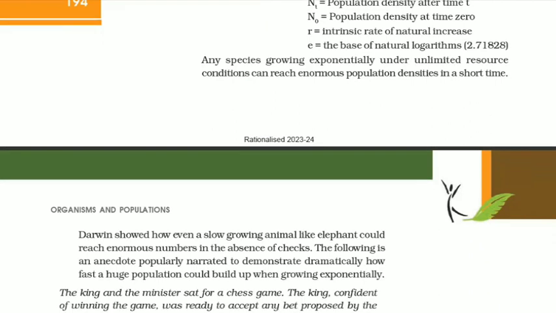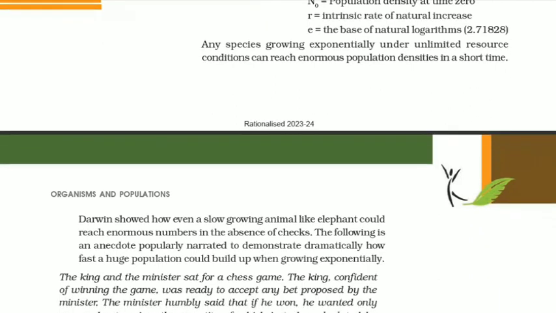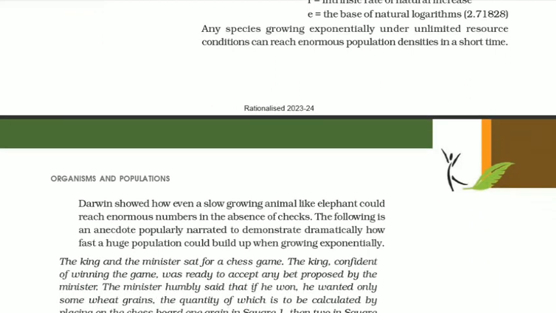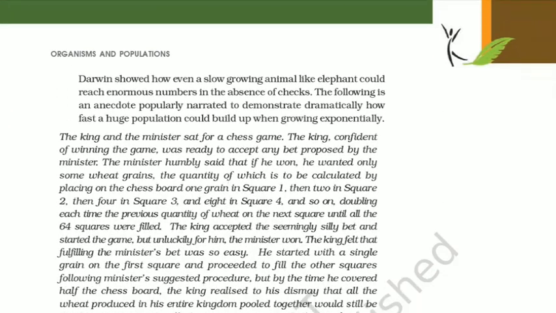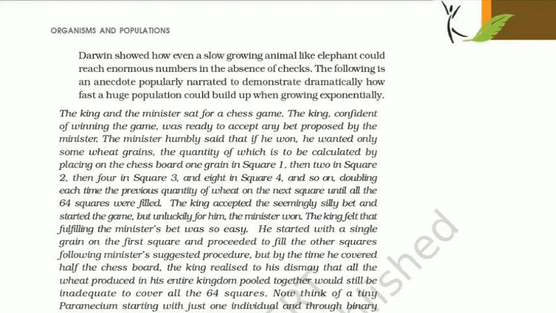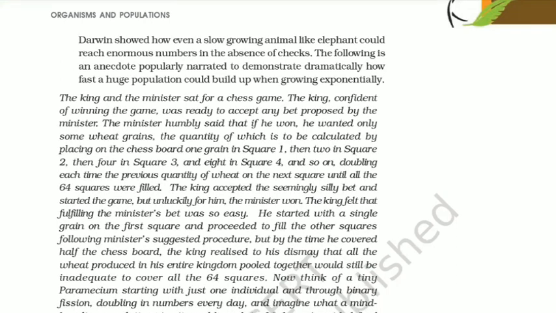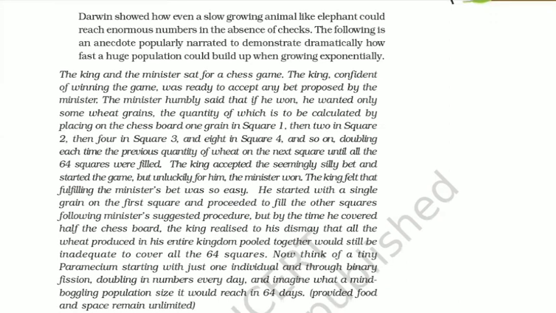Any species growing exponentially under unlimited resource conditions can reach enormous population densities in a short time. Darwin showed how even a slow-growing animal like the elephant could reach enormous numbers in the absence of checks. The following is an anecdote popularly narrated to demonstrate dramatically how fast a huge population could build up when growing exponentially.